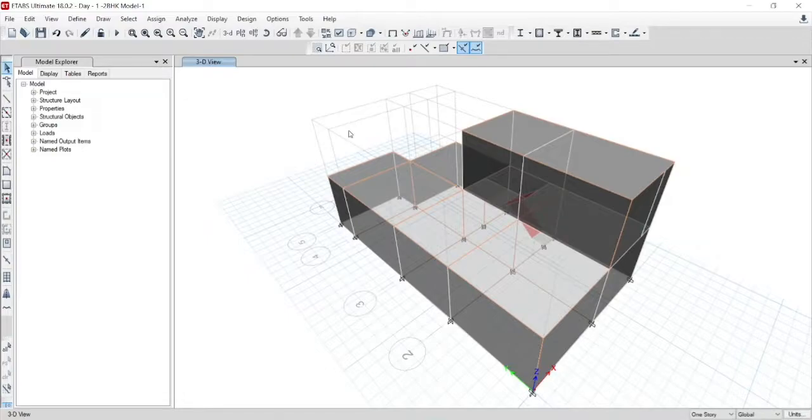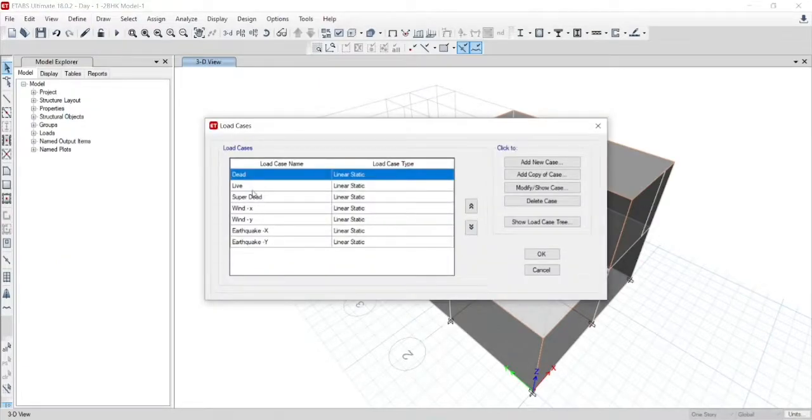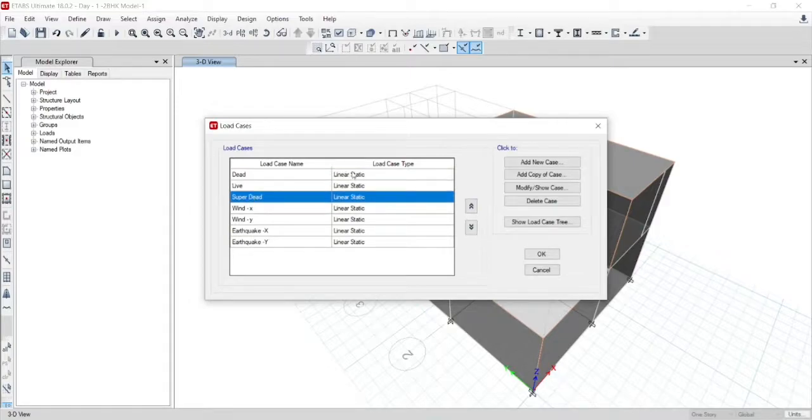Now we have provided load patterns. Let us go to load cases. Now we are considering dead load, live load, super dead load. Note that all the load cases are linear static. We are only doing the static analysis. Even though wind and earthquake are dynamic, equivalent static method is a static type of analysis. You will not be considering the loads which are time variant. The load is not varying due to time.